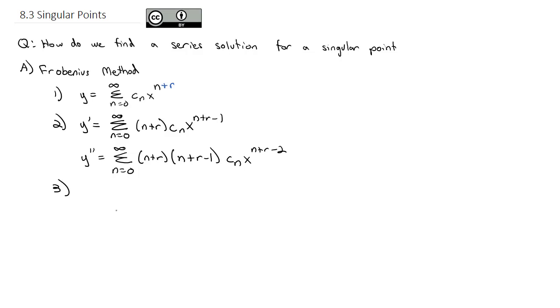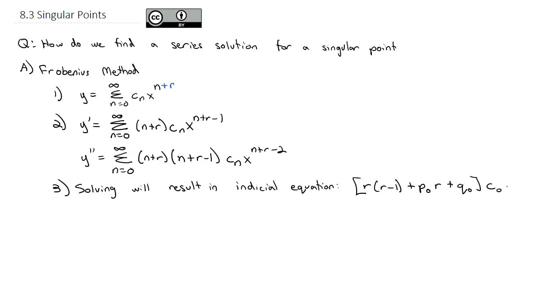And what's nice about this minor adjustment is solving it will result in what we call the indicial equation, r times r minus 1 plus a constant, which we'll call p naught times r, plus another constant, which we'll call q naught, times c sub 0 x to the r. And we can find a solution for r by setting that equal to 0.